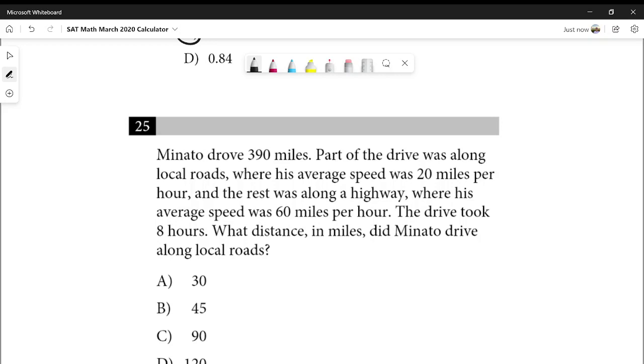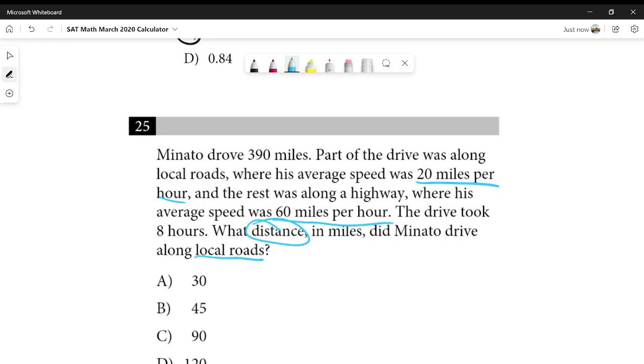Number 25. Minato drove 390 miles and part of the drive was along local roads where his average speed was 20 miles per hour. And the rest was along a highway where his average speed was 60 miles per hour. The drive took 8 hours. What distance in miles did Minato drive along the local roads?